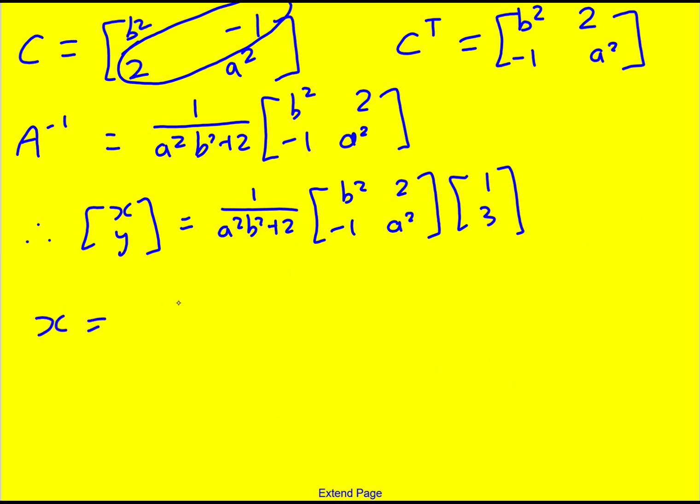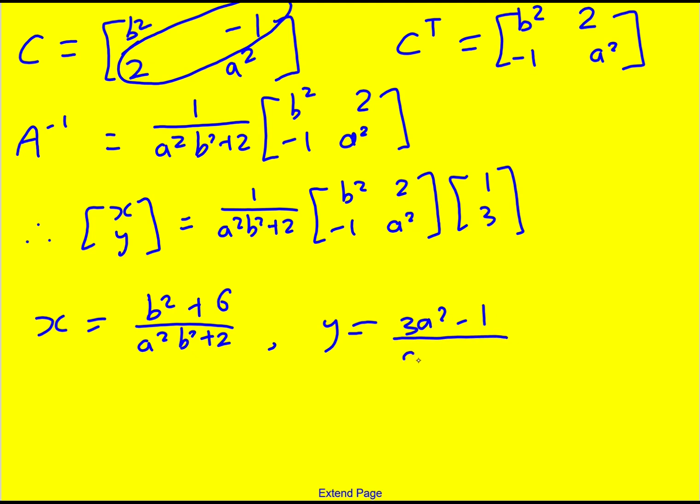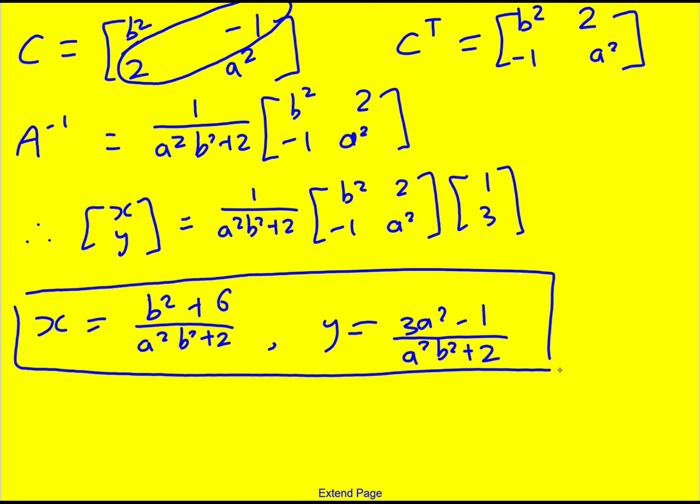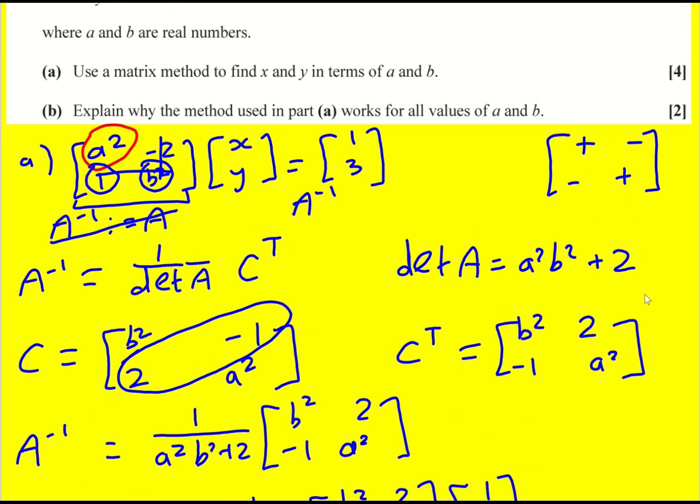So x is going to be, well, I'll deal with the 1 over in a minute. I'm going to get b squared plus 6, and I'm going to divide that all by a squared b squared plus 2. That's my solution. And y is then going to be minus 1 plus 3a squared, or 3a squared minus 1. Again, I need to divide that by the determinant. And that is our matrix method. It's given us a solution in terms of a and b for the above equation.